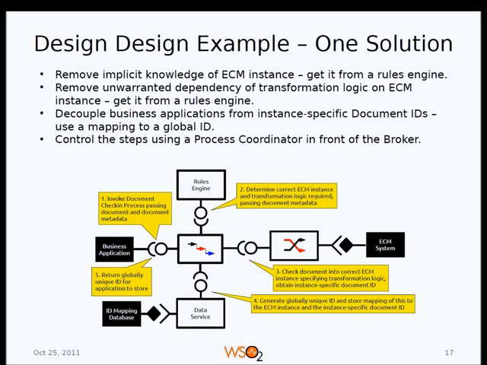And if you want to move a document from one ECM instance to another, that's really easy, because all you need to do is update your mapping table. The actual meaning-free, globally unique identifier that the business application is holding doesn't ever have to change. And so the business apps are completely isolated from any changes that you make internally. So this is a much more loosely coupled system at the data layer.